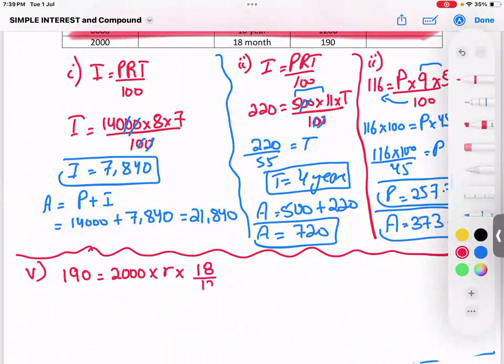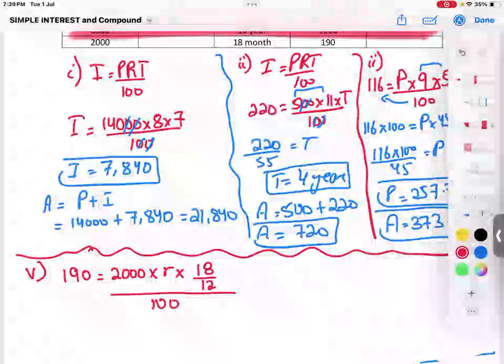So I will convert these 18 months into years. What we need to do is divide by 12. Remember that we have to convert months into years, so we have to divide by 12. In one year we have 12 months. Okay, I hope everything is clear. Now we will cancel out these zeros.